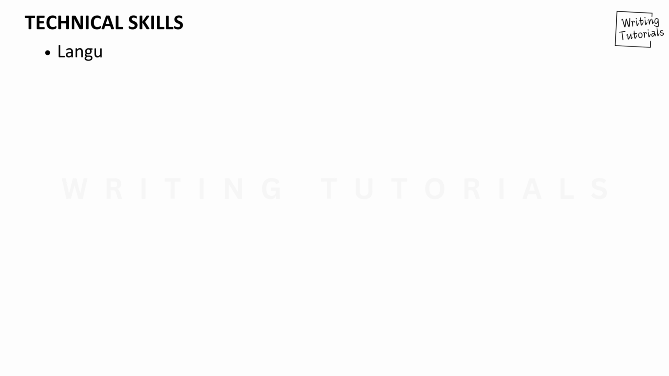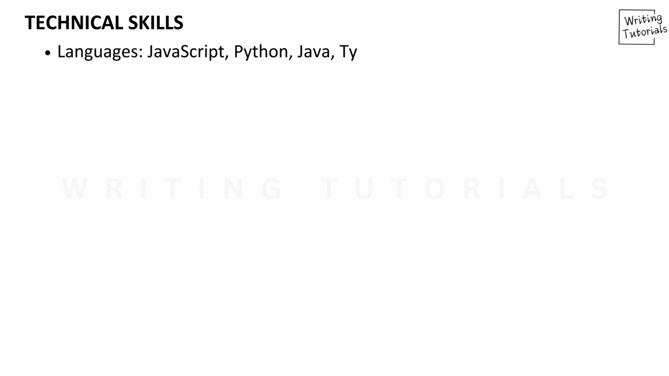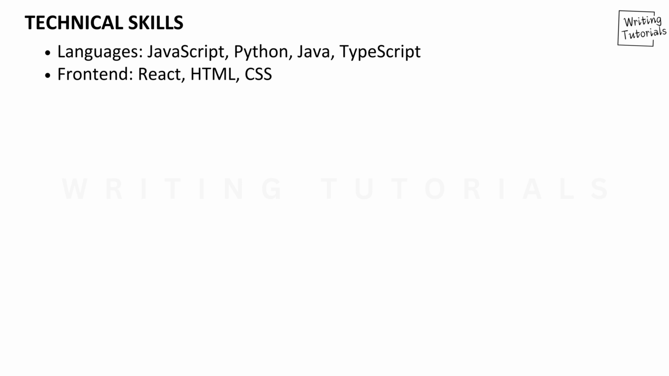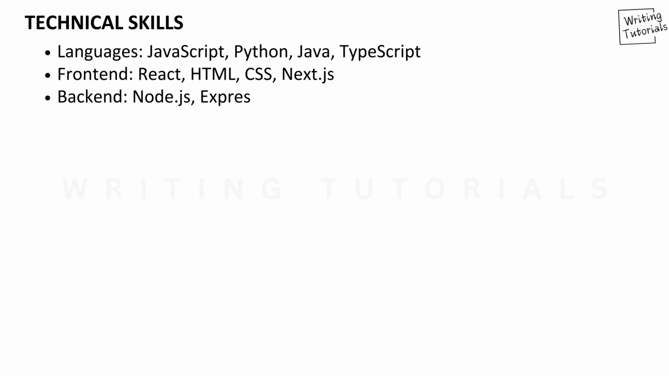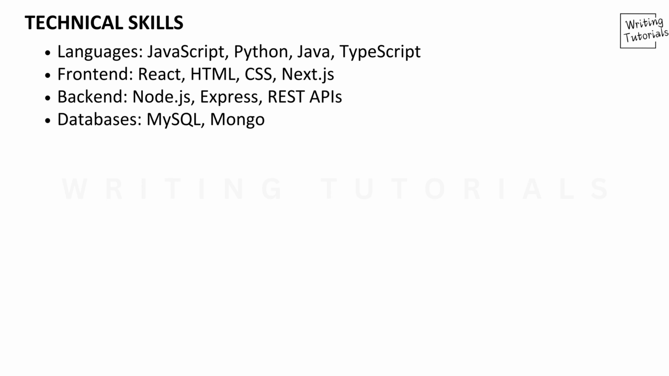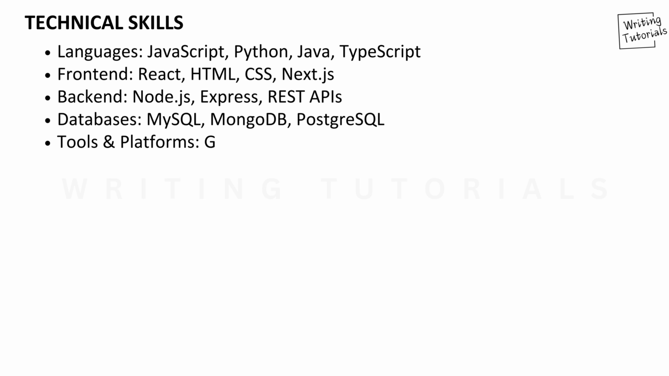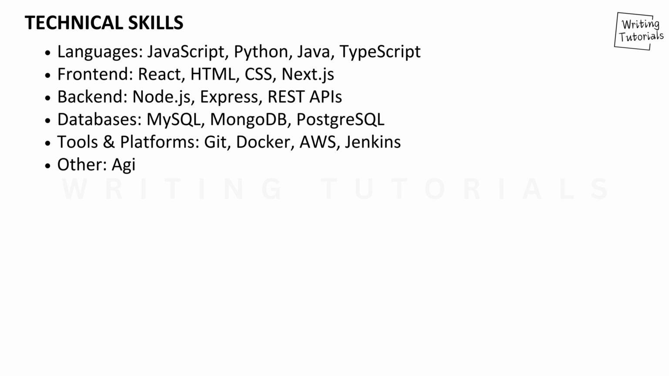Technical skills. Now let's look at the technical skills section. Here is the full sample. Languages: JavaScript, Python, Java, TypeScript. Frontend: React, HTML, CSS, Next.js. Backend: Node.js, Express, REST APIs. Databases: MySQL, MongoDB, PostgreSQL. Tools and platforms: Git, Docker, AWS, Jenkins. Other: Agile/Scrum, CI/CD, test-driven development.